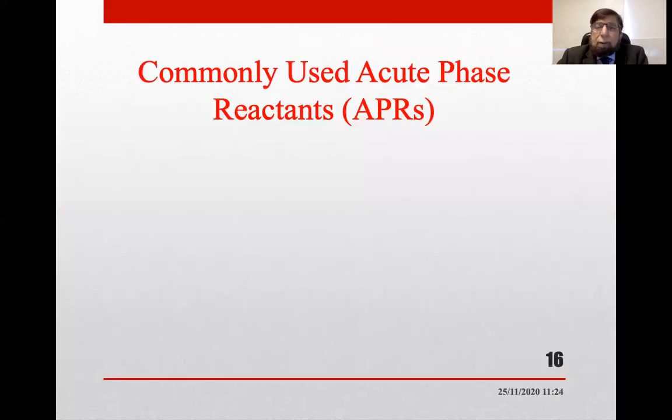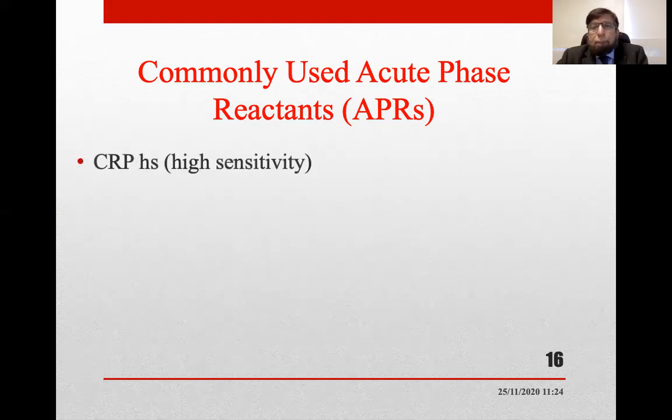Now we come to the commonly used APRs. There's a long list of acute phase reactants and cytokines, but they are not all used because of certain reasons. One is the fastness of the acute phase reaction. We choose only the fast ones.